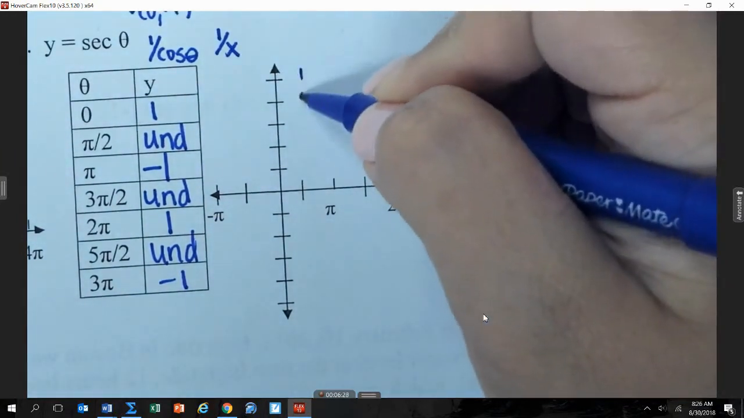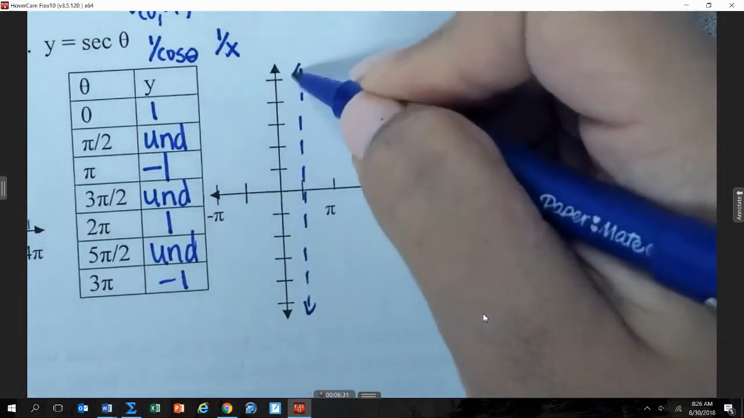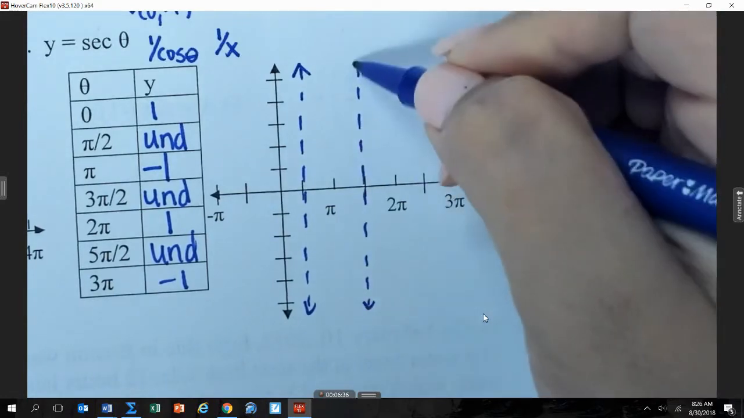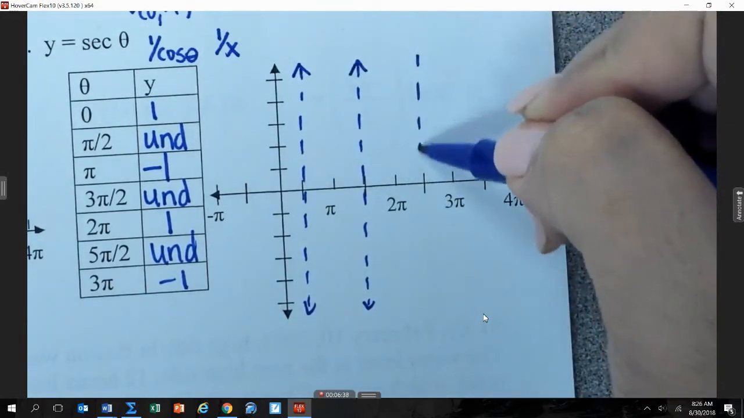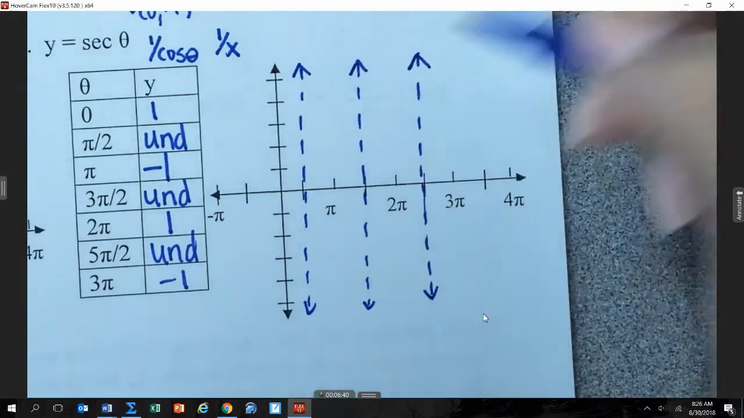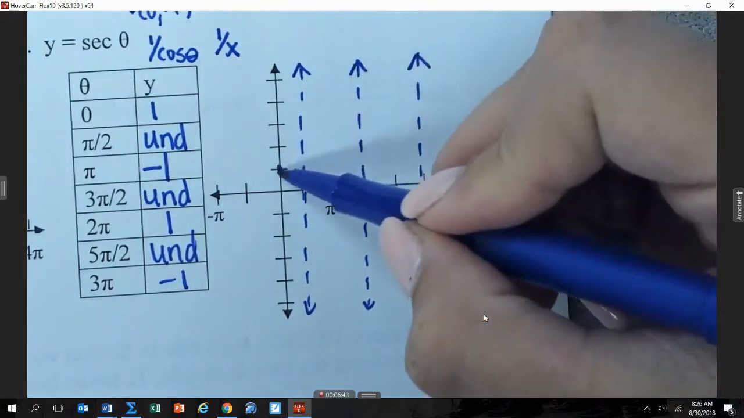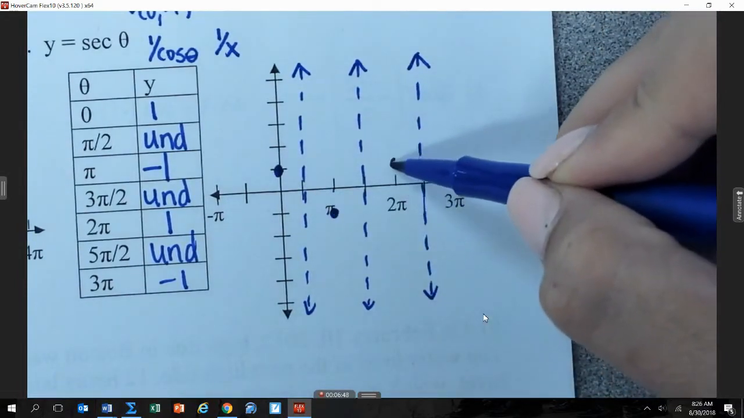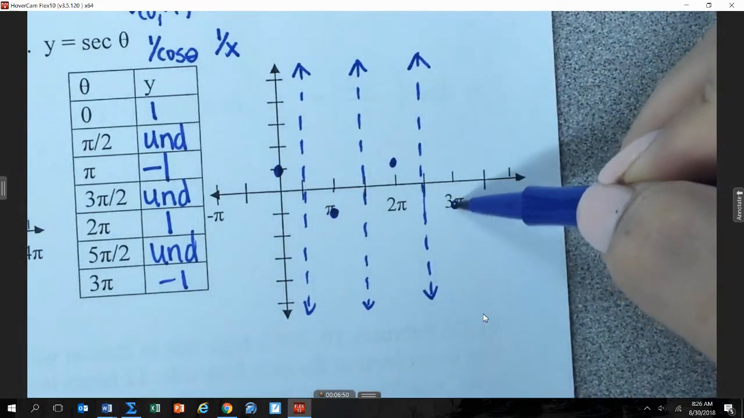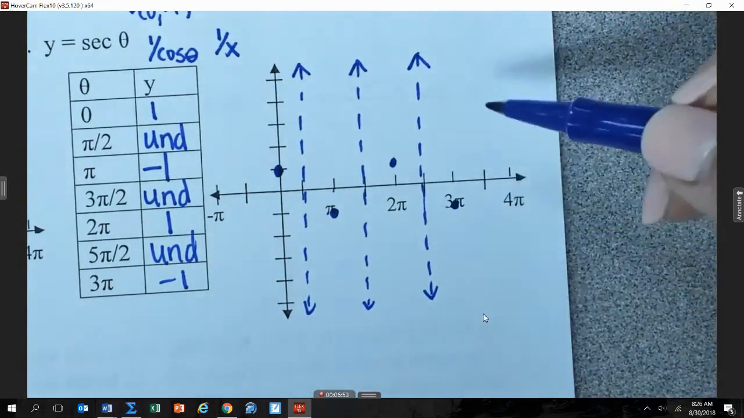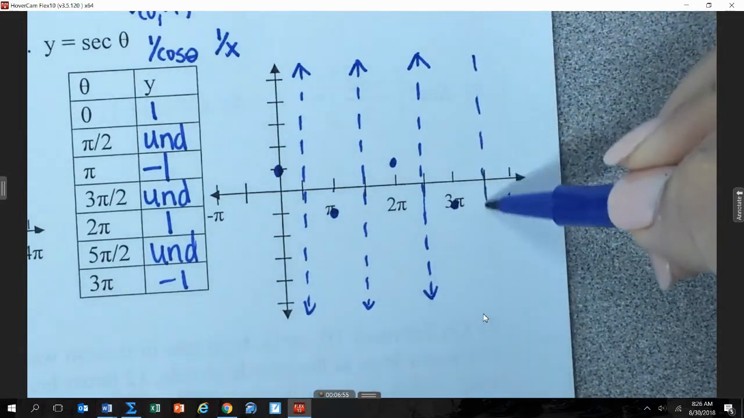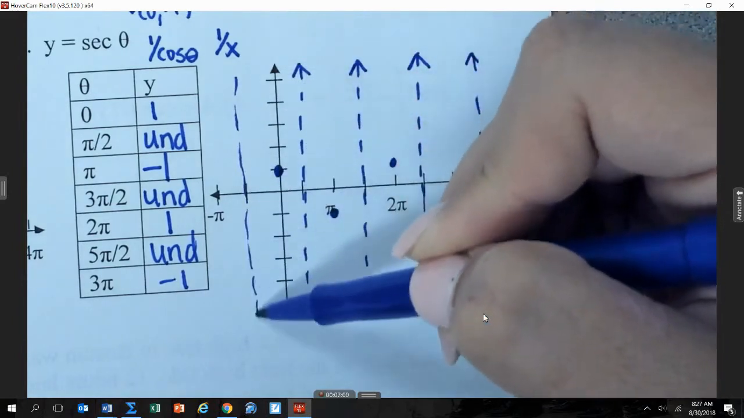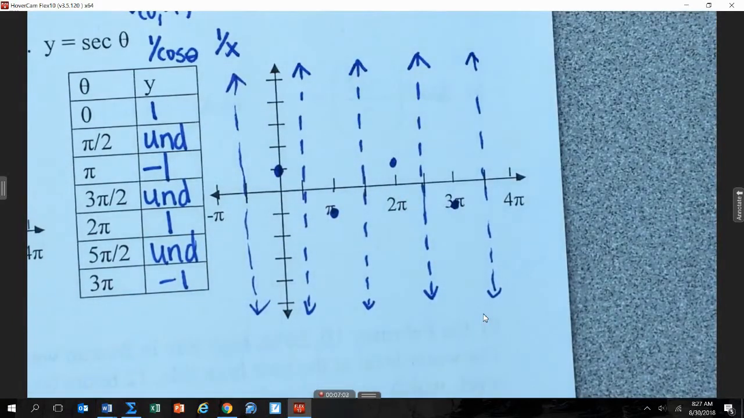So pi over 2, undefined. 3 pi over 2. And 5 pi over 2. Okay, and then I have a point at 0, 1. Pi, negative 1. 2 pi, 1. 3 pi, negative 1. And you can see how this pattern is going to repeat. So really there's going to be another asymptote here. And if I put another asymptote here, that's going to help me complete my graph.